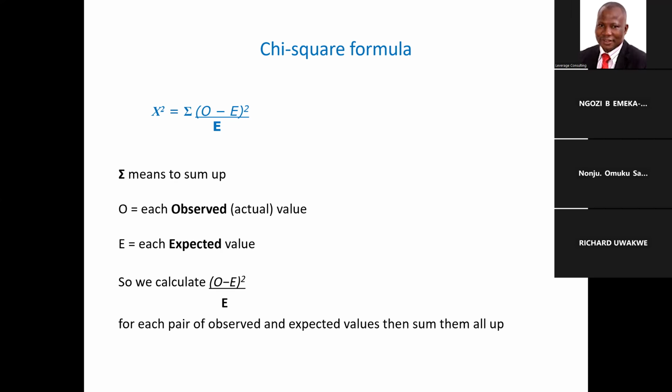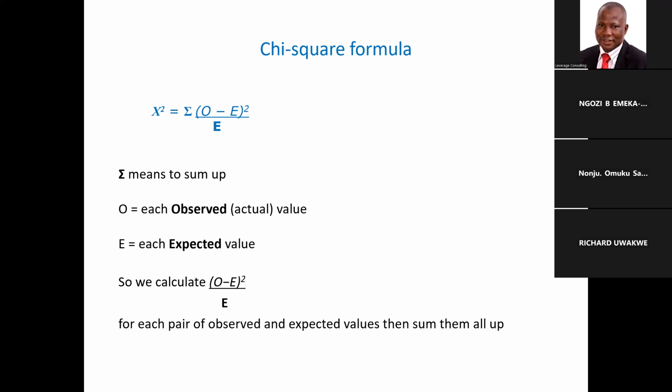O being each observed value, the actual value in the cell. E, each expected value, which we calculate by category. We say observed minus expected, square it, over expected, for each pair of the observed and expected values. Then we sum them up. Or, for each pair in the cell, each cell has an observed value and an expected value.